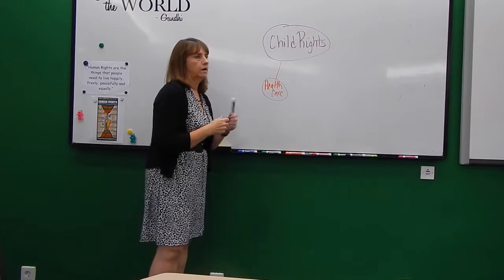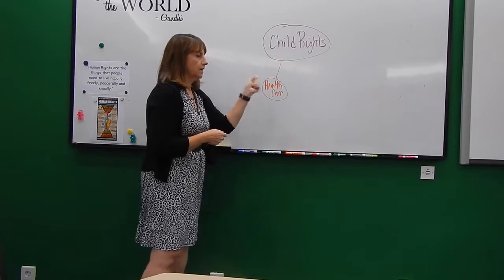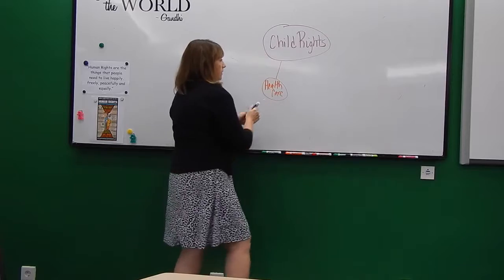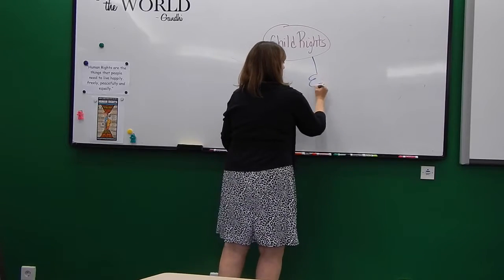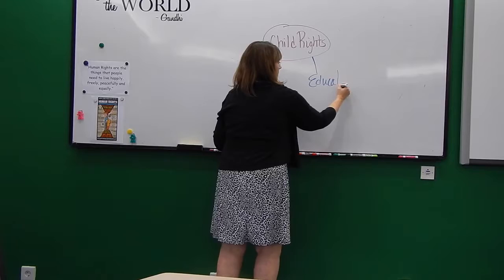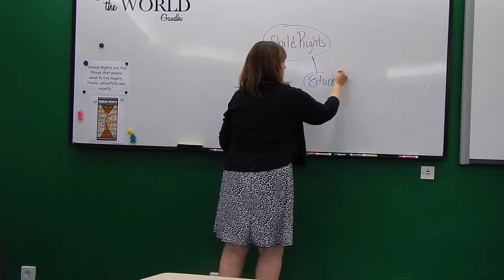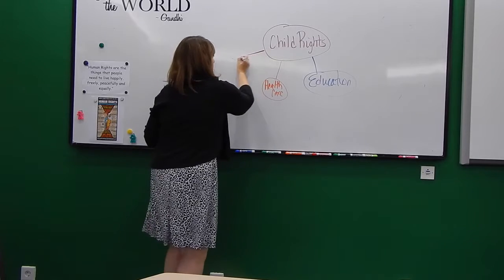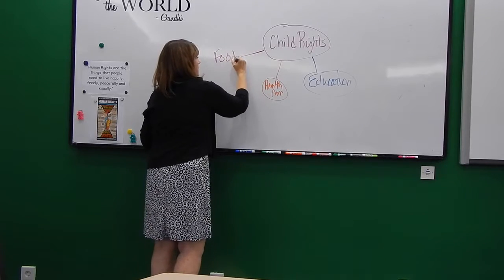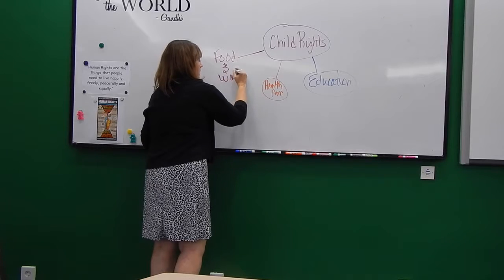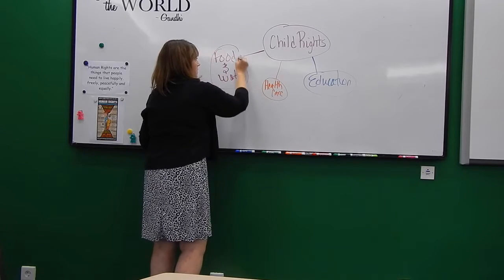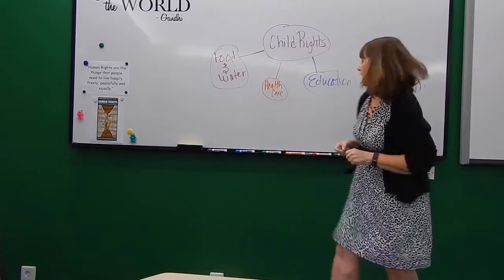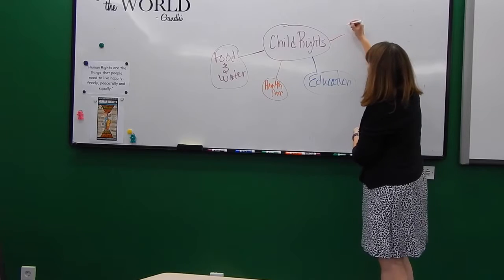Okay, so if we are looking at child rights, what kind of child rights do we have besides health care? Education. What else have we got? Okay, food and water. What else? Okay, family. Got a right to family.